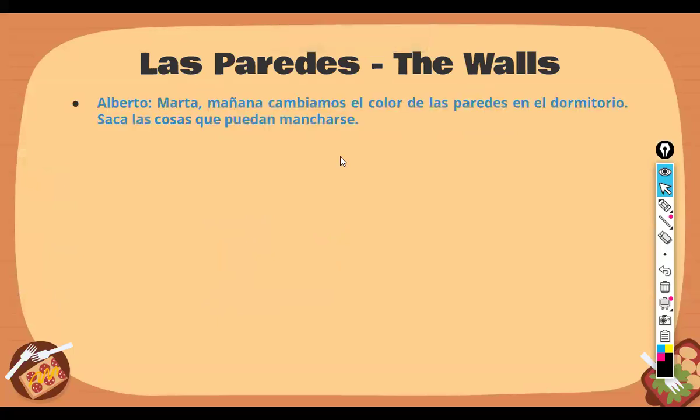Las paredes de what? So we have a little dialogue here, right? It was up at the beginning of class, and I asked you to see if you could identify where the commands are that are being stated, right? So Alberto says, Marta, mañana, tomorrow, cambiamos el color de las paredes. What paredes is the walls, right? And cambiamos comes from cambiar in el dormitorio. So what are they going to do tomorrow?